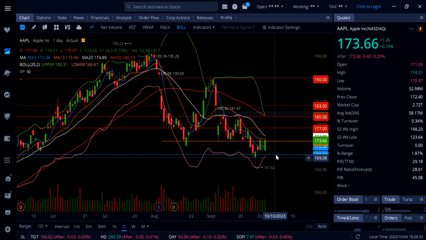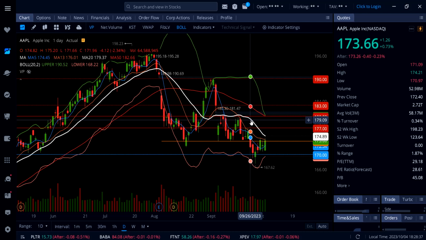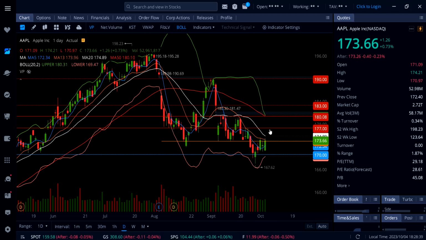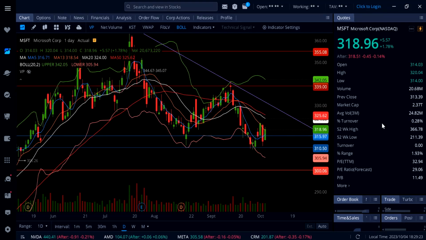So tomorrow if Apple can hold 173, you're going to see Apple retesting the 20-day moving average right here, 175 and then 177. Below 173, now we have support down here, 172.34 and then 170. On Microsoft, it's up 1.78% and going all the way up to 320.